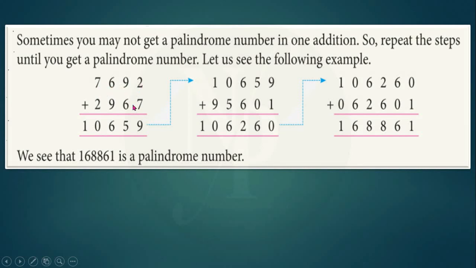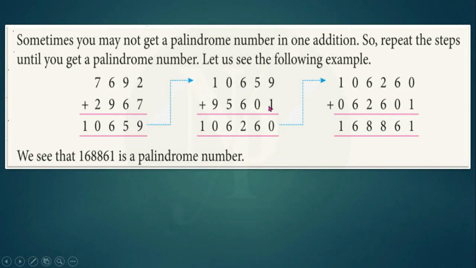Reversing the order, you will get 2967. On adding these two numbers, you will get 10659, which is not a palindrome. If you read from right to left, you will not get the same number. So now what you should do is take this sum as the first number, reverse the digits. Here you have 10659. Reverse the digits and write.